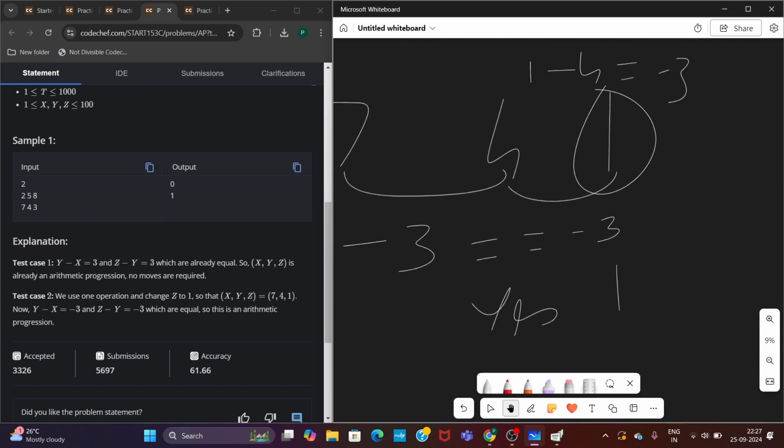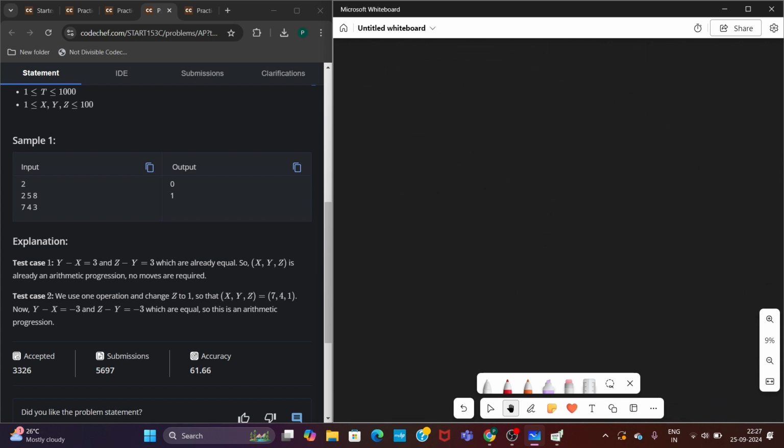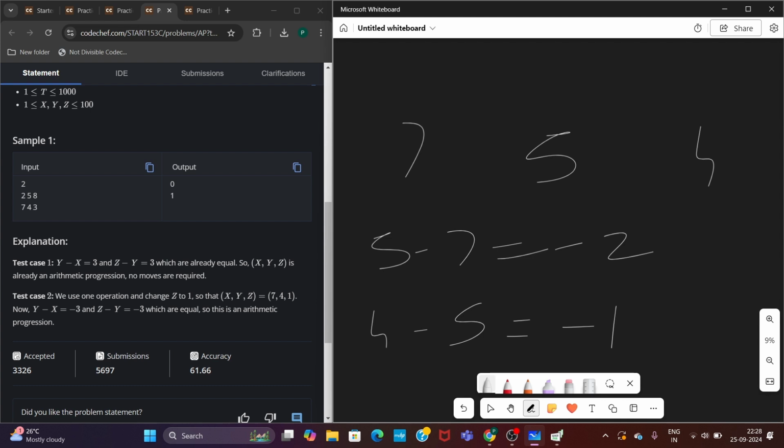So here comes the edge case. Okay, let's discuss an edge case over here. What if any number comes over here, like 7, 5, and 4? Okay, so basically 5 minus 7 is what? It is minus 2. Okay, and 4 minus 5 is what? It is basically minus 1 only.